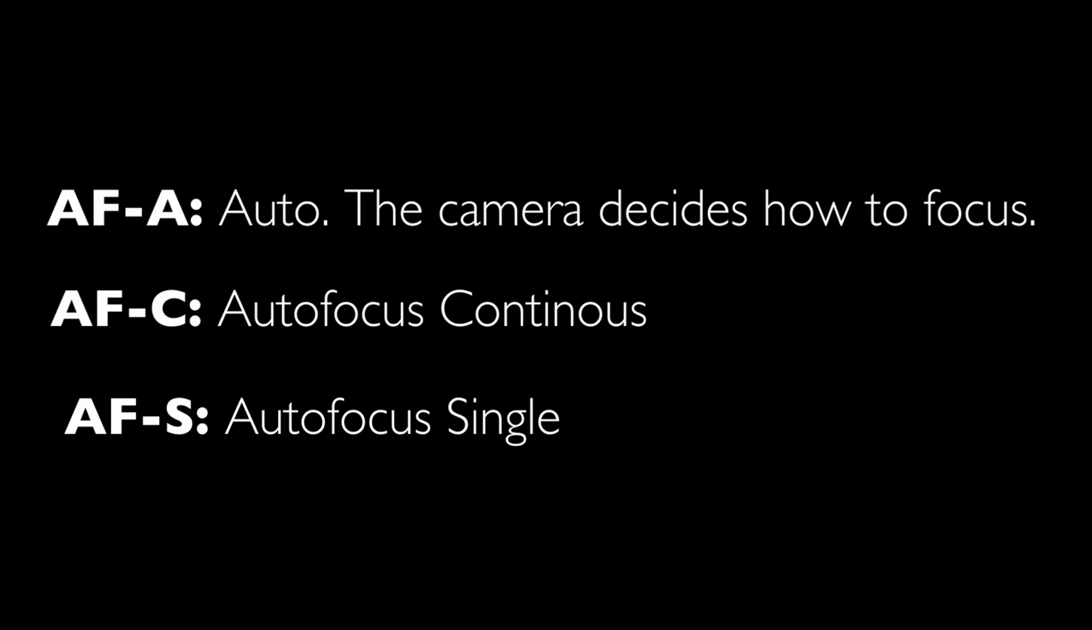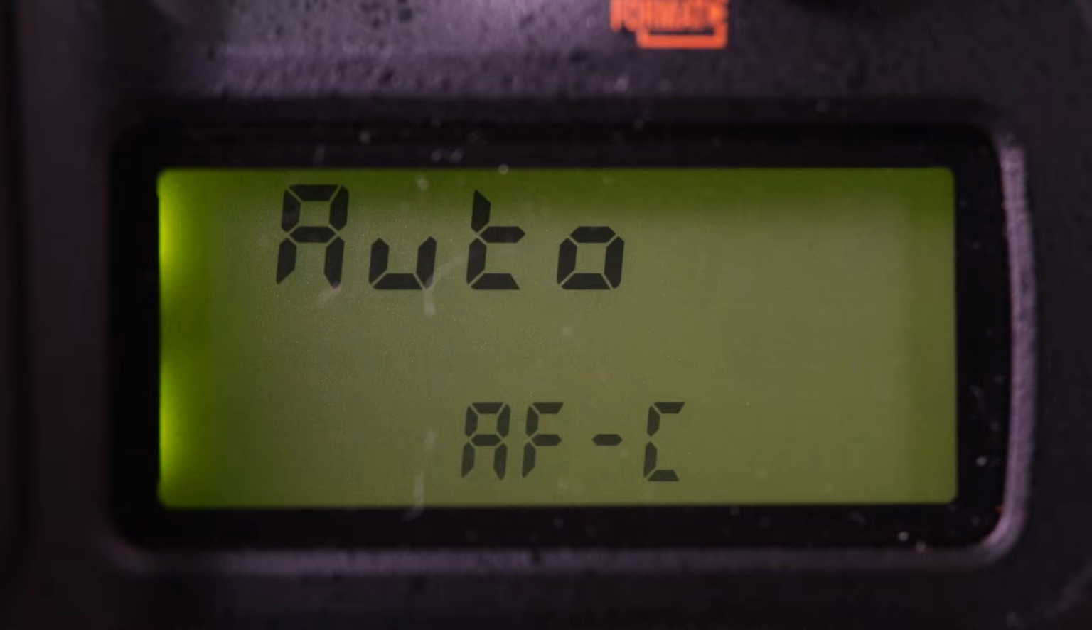This means you can focus on something and then recompose the camera, and as long as you keep pressing the shutter button partway down, that subject will stay in focus. Let's explore using the AFC mode. You'll want to experiment a bit and find what works best for you.